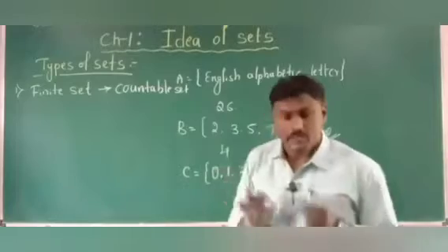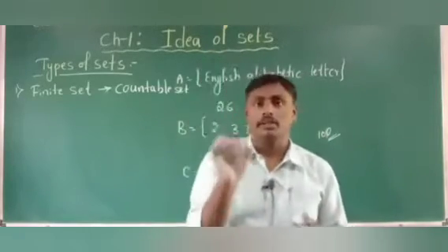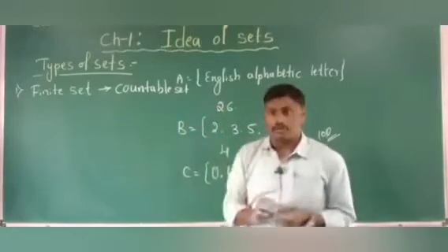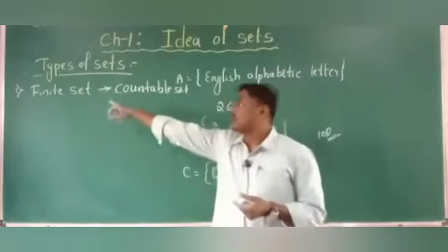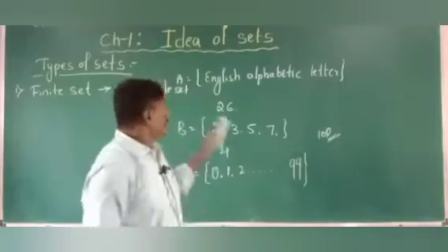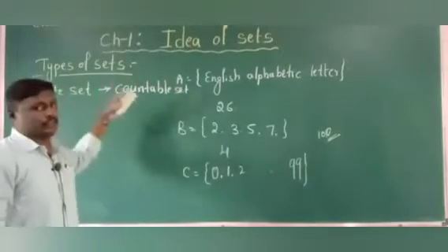Clear? So what is the example of a finite set? A set that has a finite number of, or a countable number of, elements or members is called a finite set. Okay. In a finite set we can count the number of elements existing in that set.